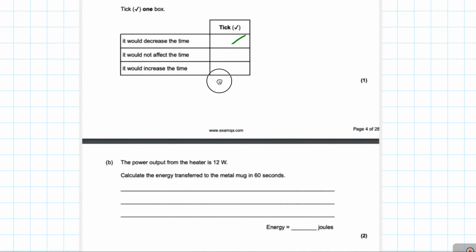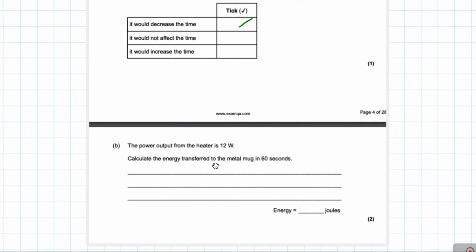For part B, the power output from the heater is 12 watts. Calculate the energy transferred to the metal mug in 60 seconds. So here, the equation for power is power equals energy over time, or work done over time. Energy transferred is the same as work done, so however you remember the formula, they both are the same in this situation.